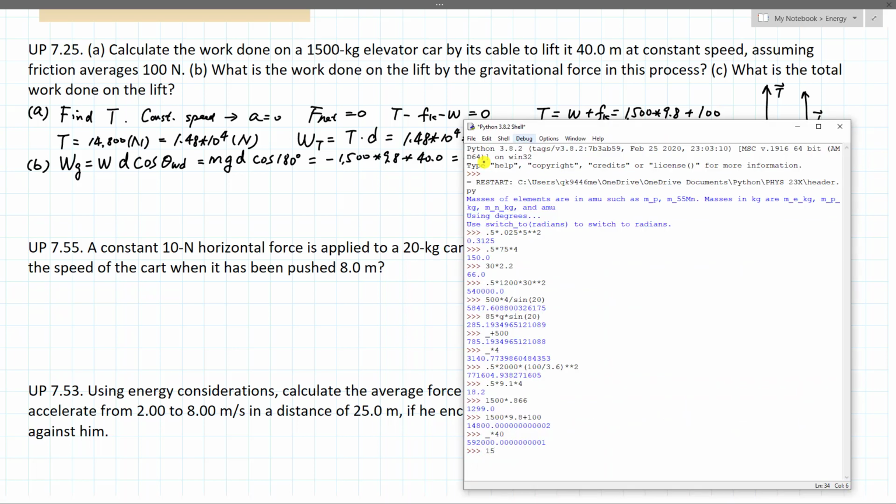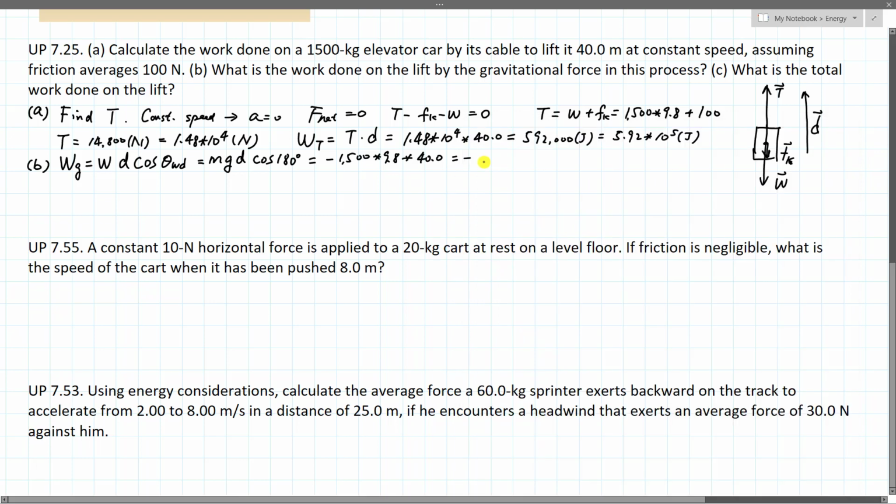So 1500 times 9.8 times 40. So we have 588,000, and the other one was 592,000. So 588,000 joules, or minus 5.88 times 10 to the 5th power joules. Okay, so let's move on to part C.